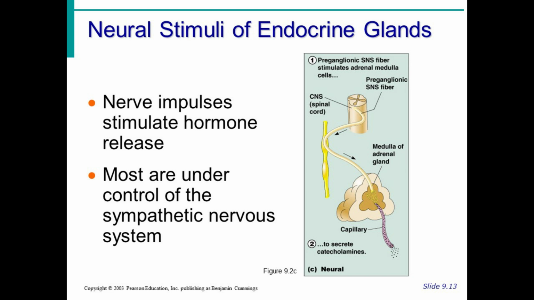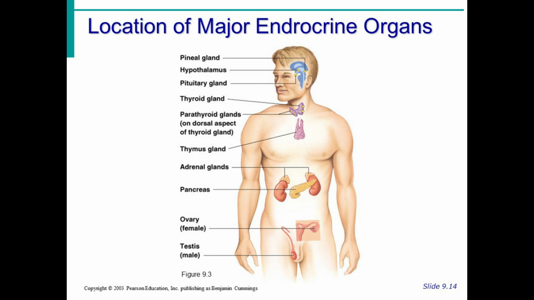So they are released when there are nerve impulses, usually under the control of our sympathetic nervous system. Ito yung adrenaline rush. So we have different types of endocrine glands in our body. These are the major endocrine glands or organs in our body.